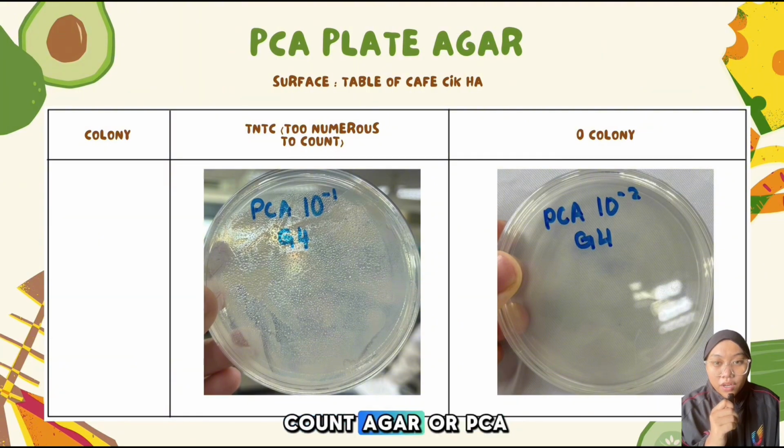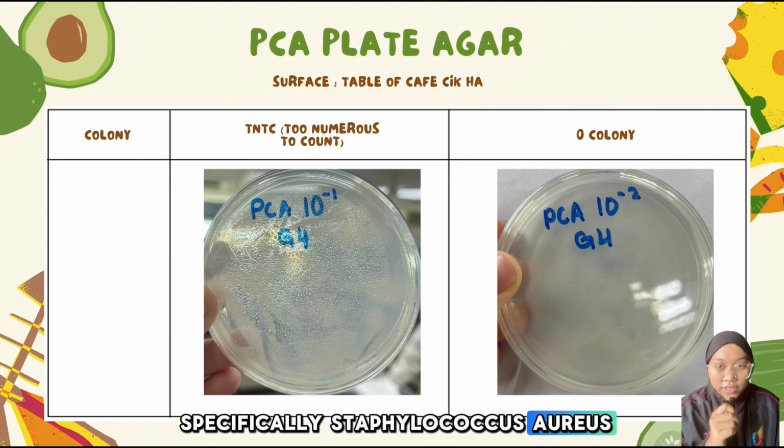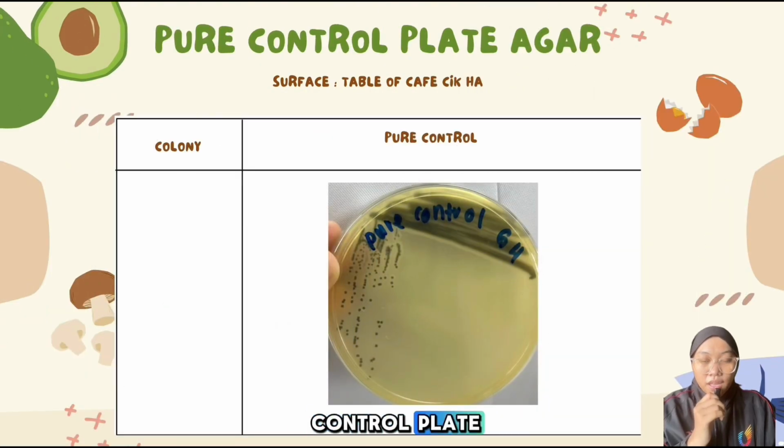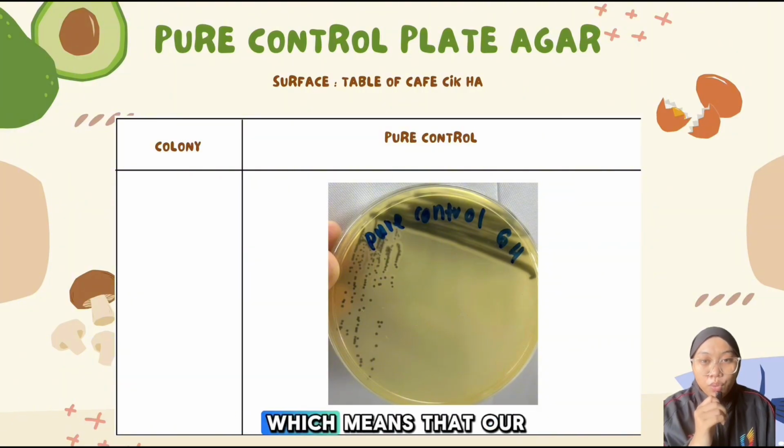Next, for the plate count agar or PCA plate, one plate shows 0 colonies while another plate shows TNTC, which means too numerous to count. This result indicates that there are other bacteria present on the surface, but they are not specifically Staphylococcus aureus. Then, for the pure control plate, colony growth was observed. This shows that the media and procedures used during the experiment were functioning properly, which means that our results are valid and reliable.